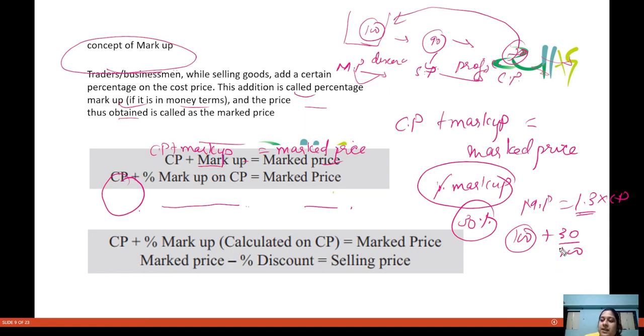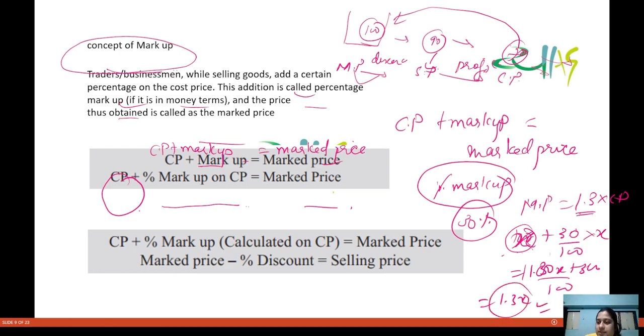Okay, so for example, the cost price is, let's say, x. The marked price is 30% of the cost price, so 30 by 100 into x. That means 100x plus 30x divided by 100, so that means 1.3x.